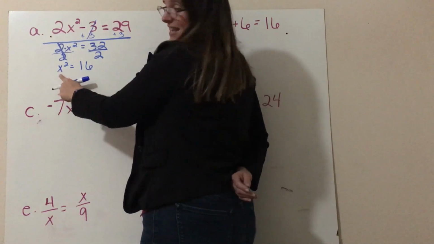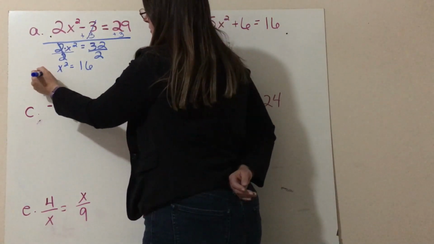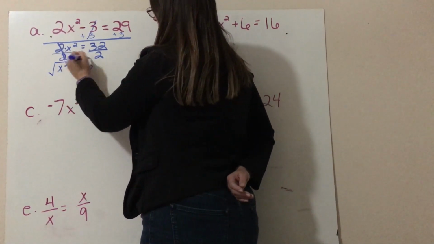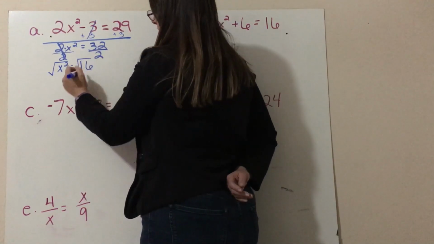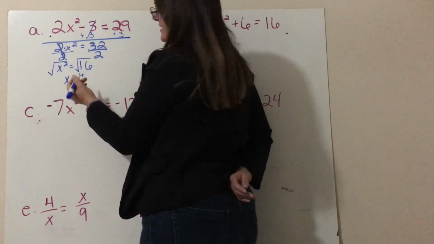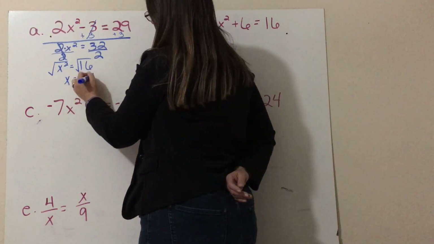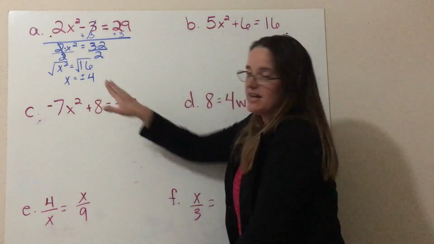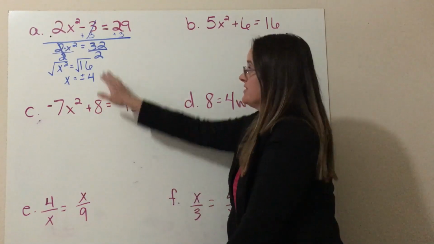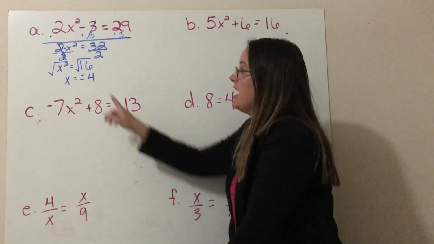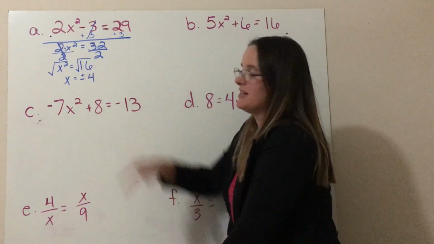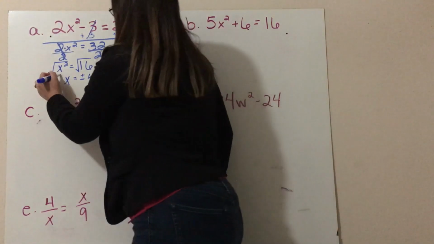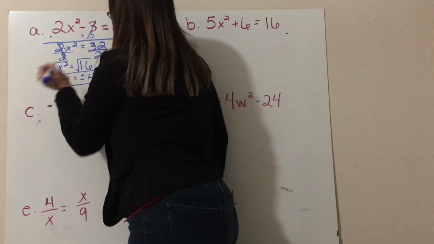Okay? To cancel out the squared, we want to take the square root of both sides, and we get x equals, remember, plus or minus 4, because positive 4 times positive 4 is going to give us a 16, but negative 4 times negative 4 will also give us a positive 16. So this right here is our final answer.